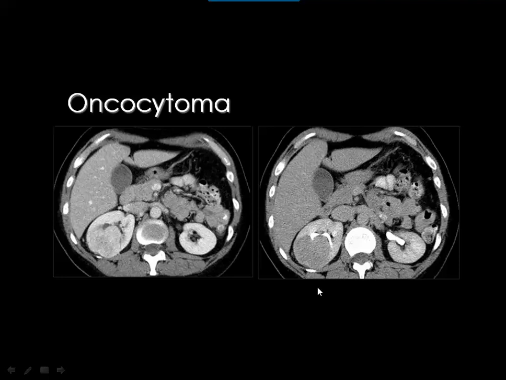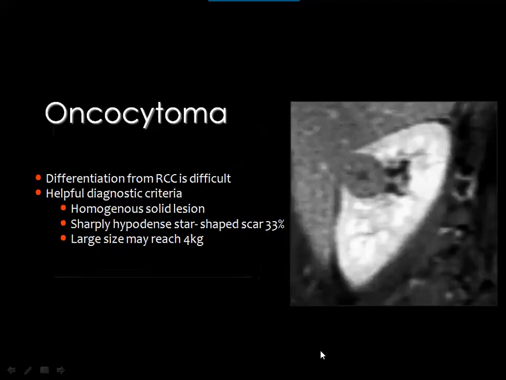We usually diagnose this as renal cell carcinoma, which is much more common compared to the oncocytoma, but on biopsy we may get this result, which is the oncocytoma. And this is an oncocytoma in the right kidney. You see the scar, you see the tumor, and to differentiate it from renal cell carcinoma is a difficult task.